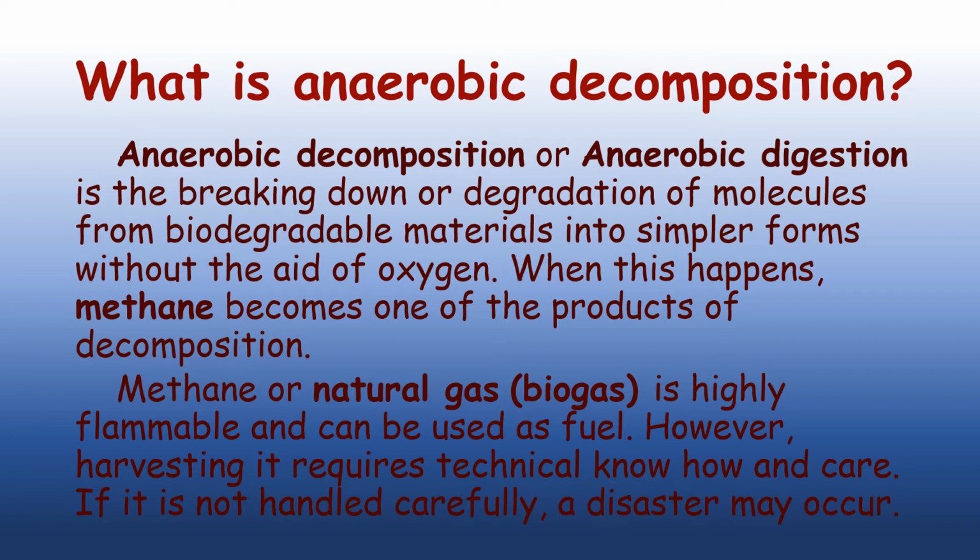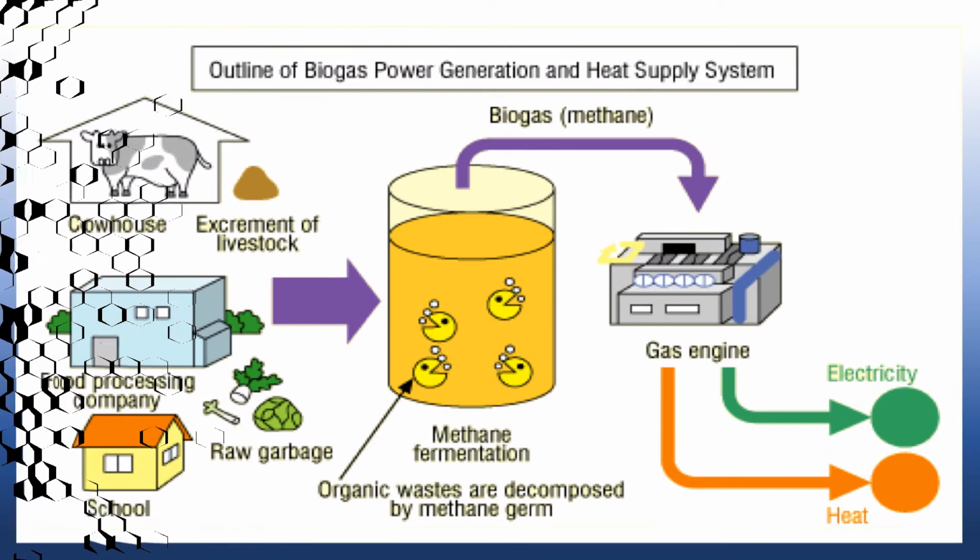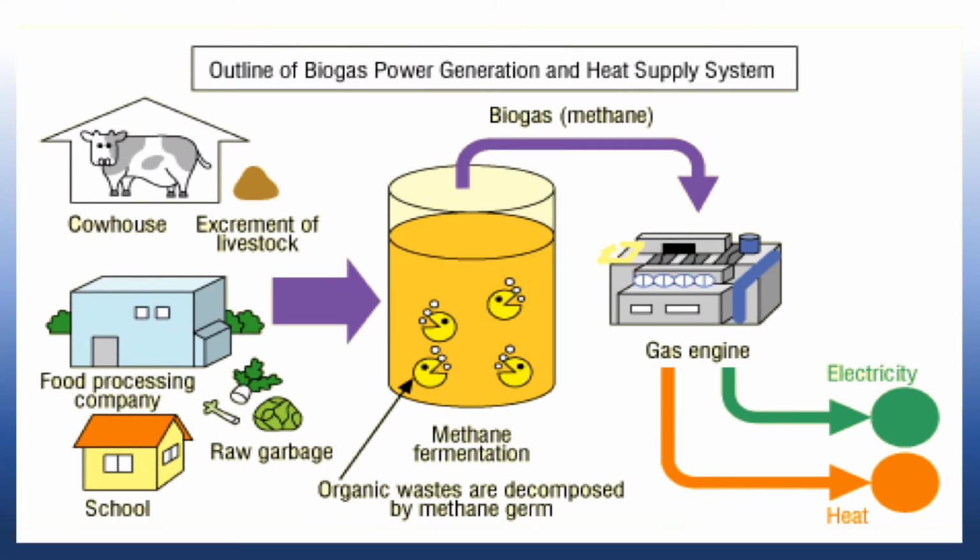Methane, also known as natural gas or biogas, is highly flammable and can be used as fuel. However, harvesting it requires technical know-how and care. If it is not handled carefully, a disaster may occur. This illustration shows us a general flow of how biogas or methane is produced through anaerobic decomposition.